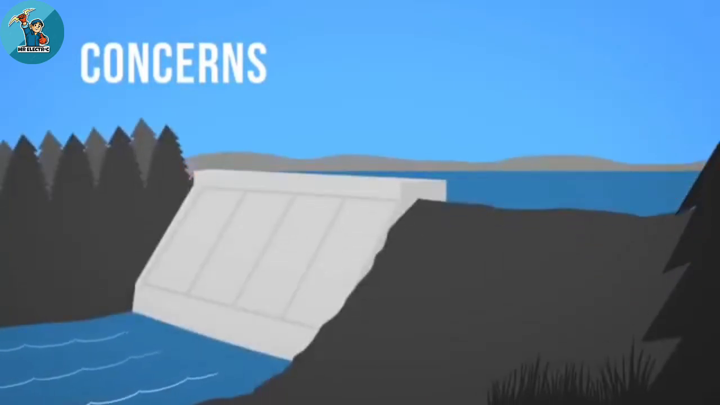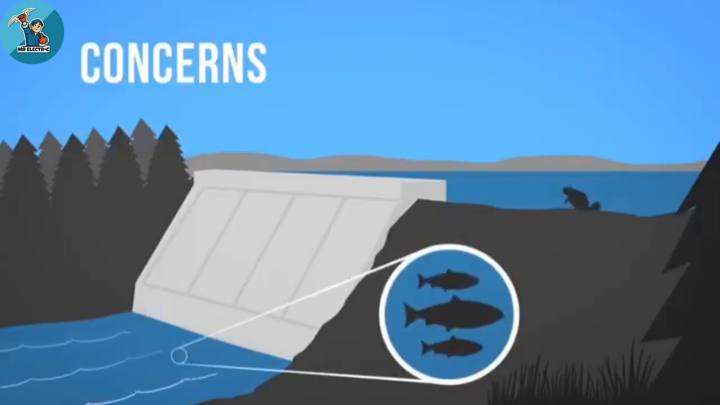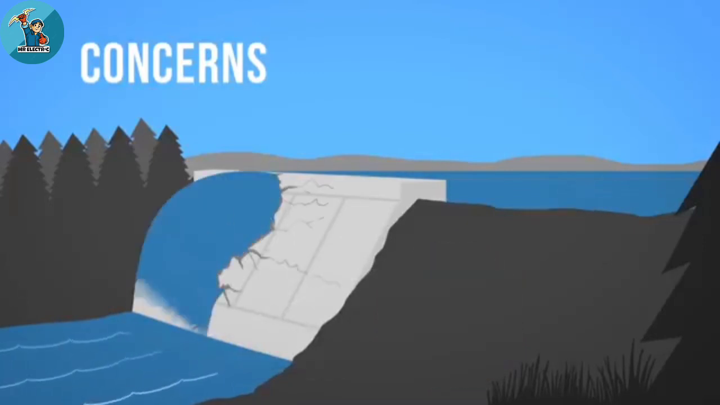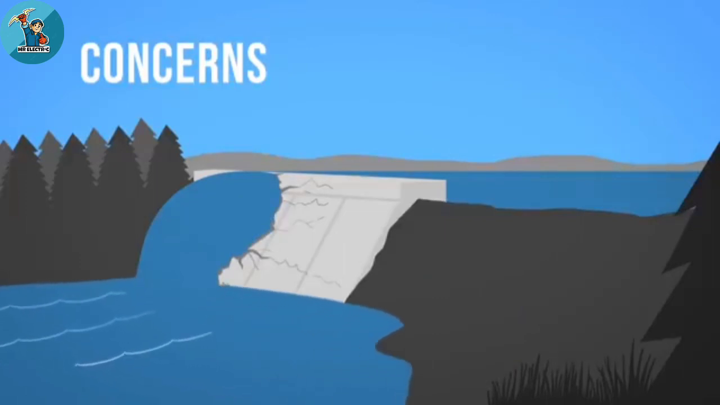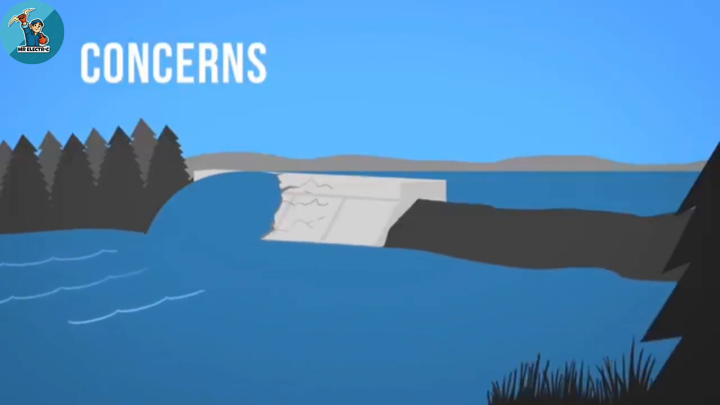Damming a river has a major impact on the local environment, changing wildlife habitats, blocking fish passage, and often forcing people in riverside communities to move out of their homes. In addition, dam failures can be catastrophic, claiming the lives of those living downstream.